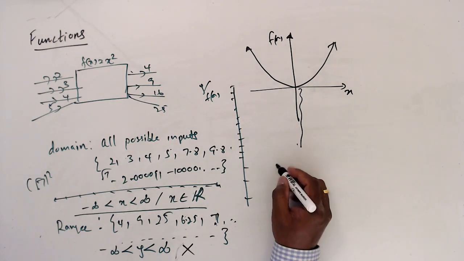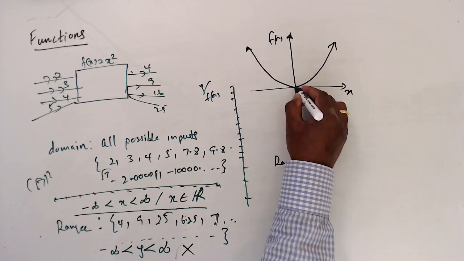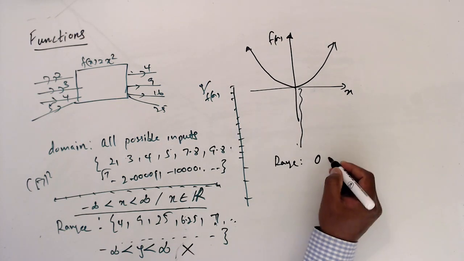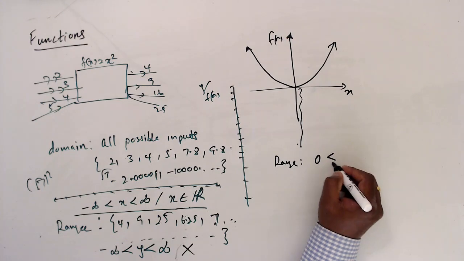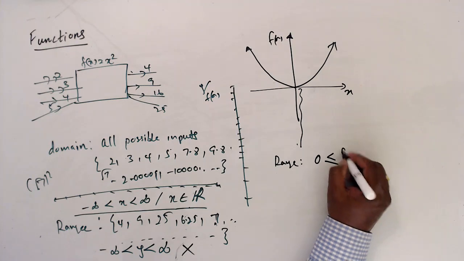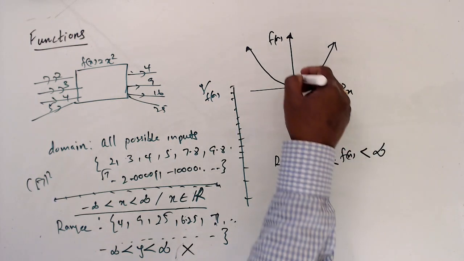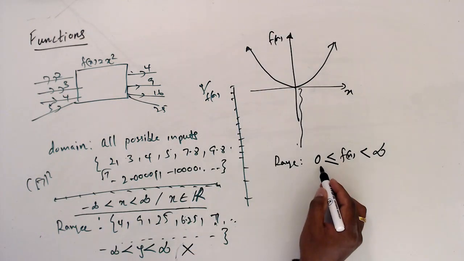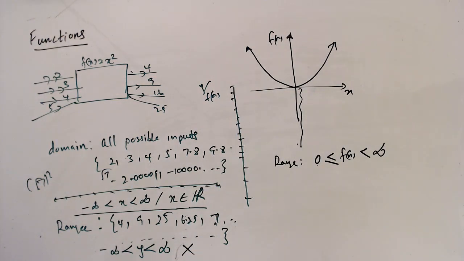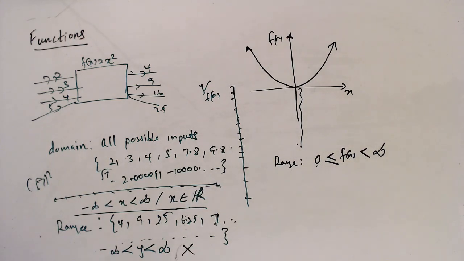Then if I write the range, I have to write like this. The minimum value y can take is 0. Can it be equal? Yes, because of that I put the equal sign, and y or f(x) is less than infinity. Yes, you can go up to infinity, but there is a minimum. So this range is going to be 0 less than or equal to f(x) less than infinity. We don't put an equal sign at infinity.